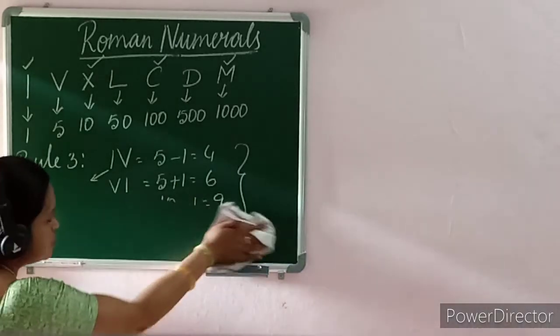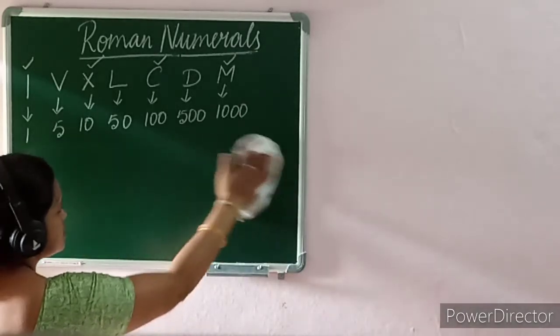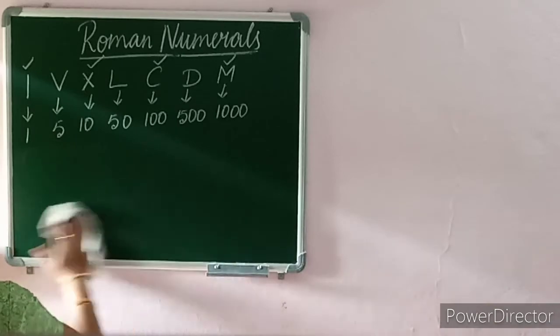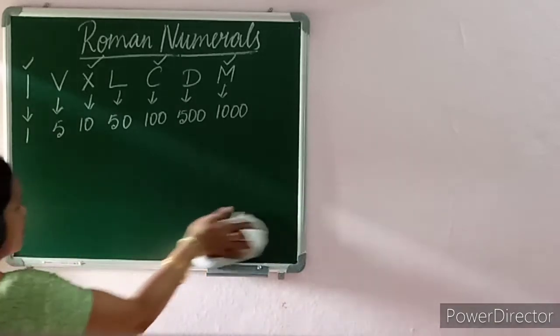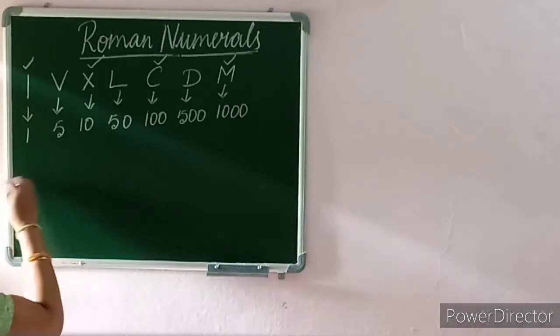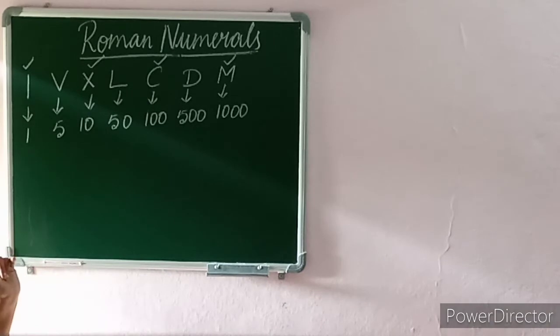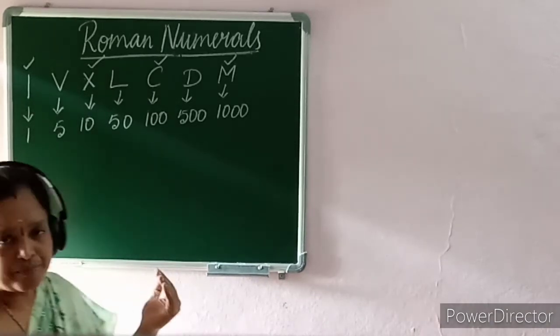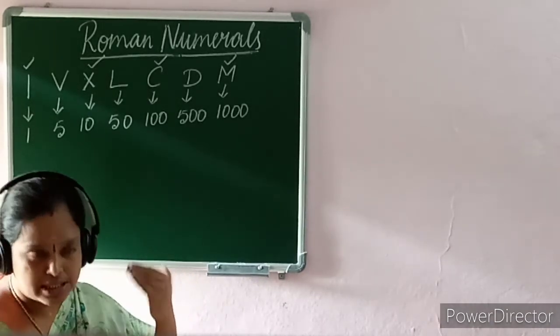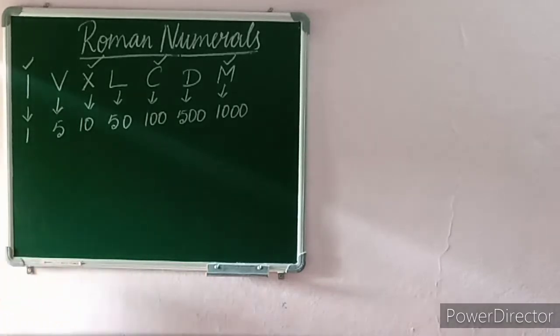So these are the rules you need to remember. Now we'll try out some numbers, how to write them in Roman symbols, like Roman numerals. Before writing that, let me tell you, if you know 10 Roman symbols, then you can write any number in the Roman system.